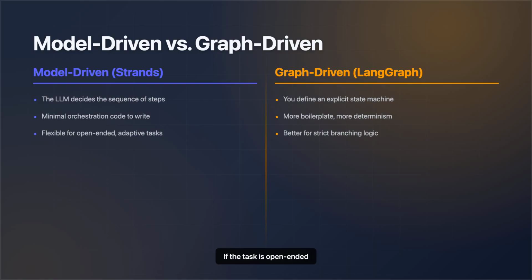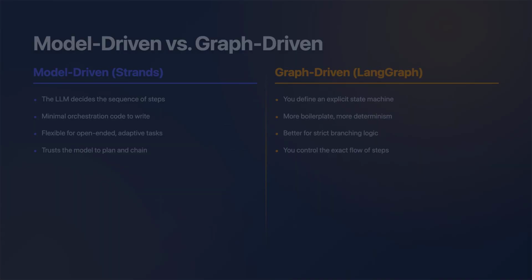If the task is open-ended and you want to trust the model to figure out the path, model-driven. If you need to control the exact flow with hard branching rules, graph-driven. Neither is universally better. It's a fit to the task.